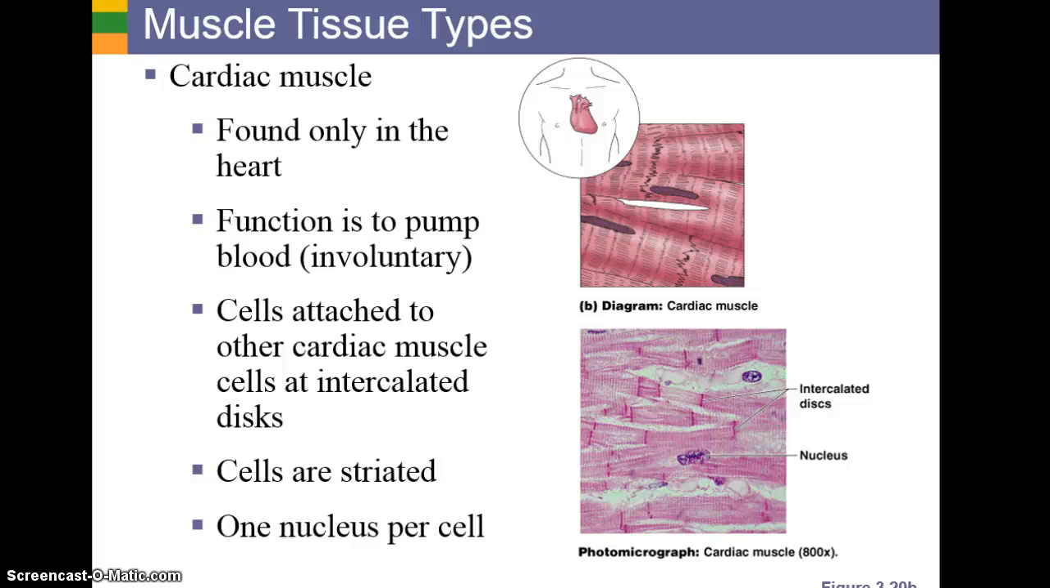And if you remember gap junctions from our cells, when we talked about the individual components of cells, gap junctions created that bond between the cell membranes of adjacent cells. And we also know that in letter D, these cells are also striated, and we talked about the components of being striated in the previous slide, and they only have one nucleus per cell.